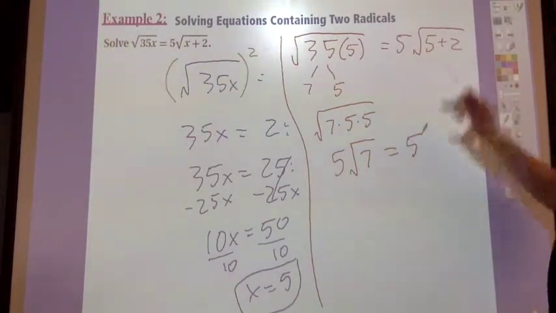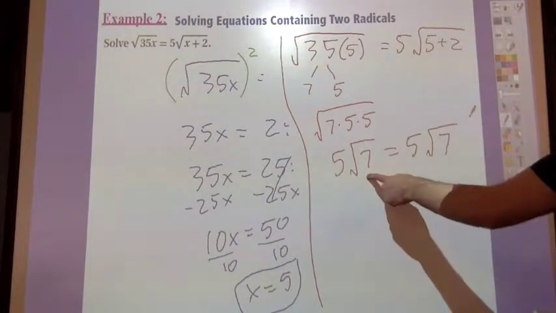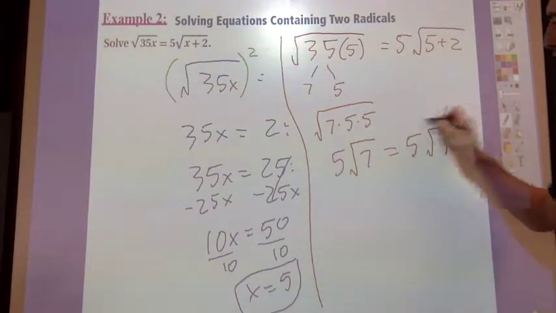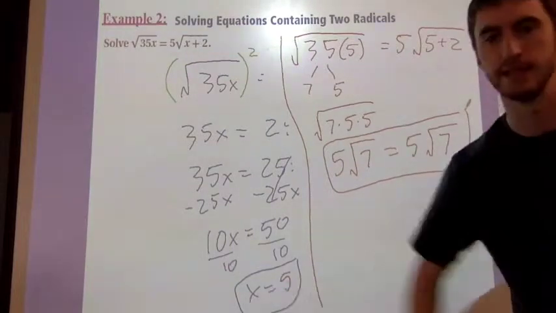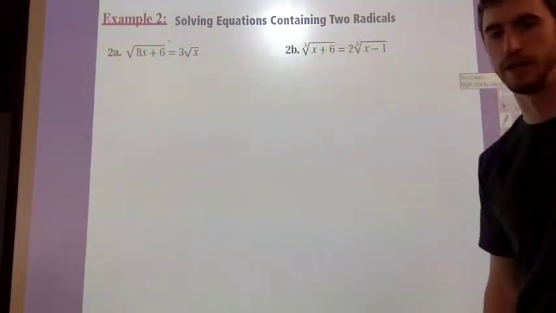5. Now what's 5 plus 2? 7. And that's on the inside of my radical. So I've got 5 times the square root of 7 equals 5 times the square root of 7. Those are equal to each other, so I know that x equals 5 works. These are for you to try by yourself.